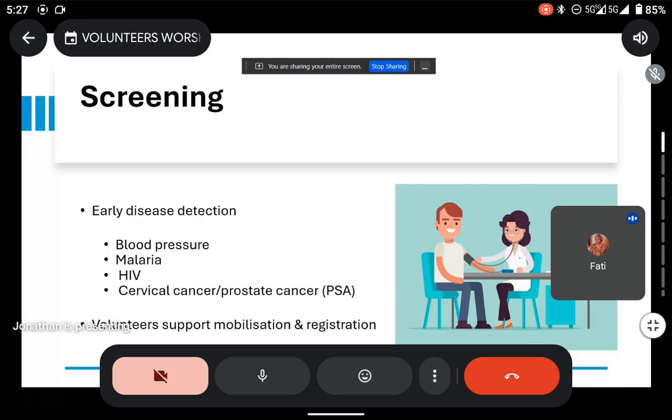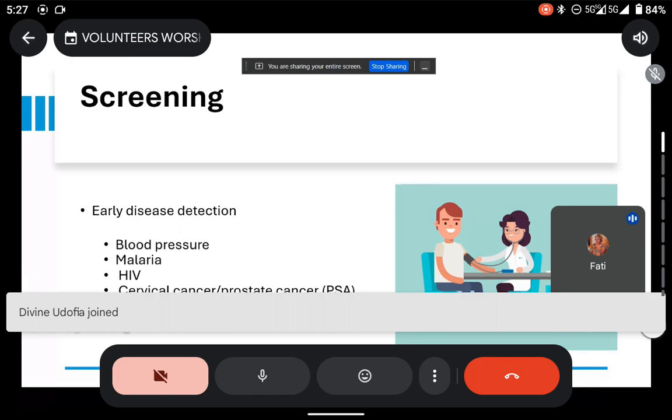Screening. Early detection of diseases before symptoms appear. So the ability for us to screen, let's say in an example, blood pressure checks, screening or testing for cervical cancer, and other checks for men as well.